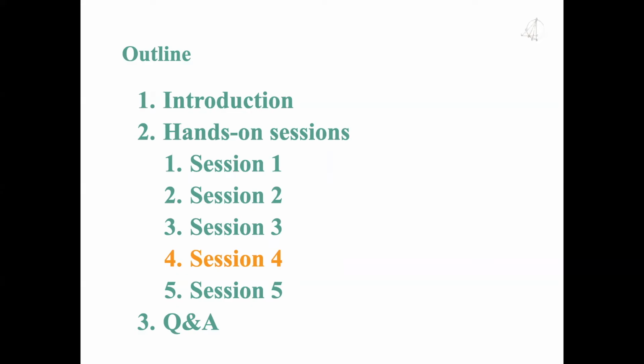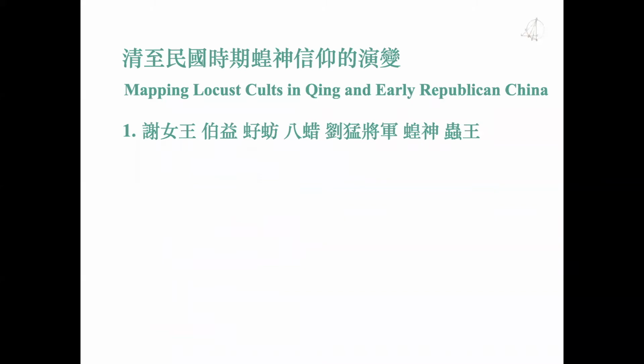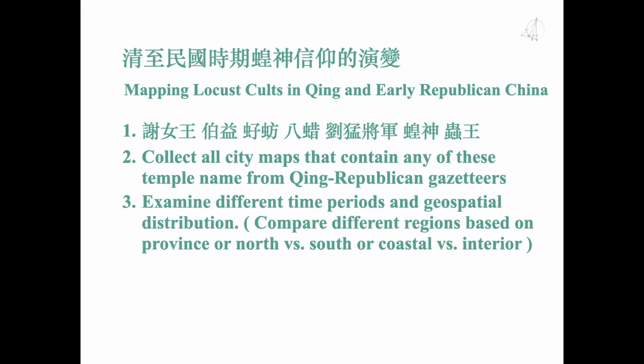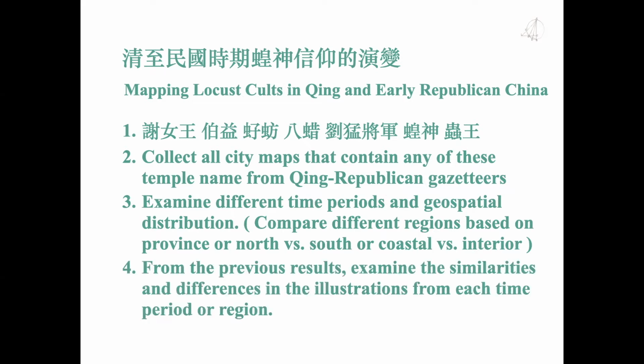Okay, let's go to the next hands-on session. Now I have these temple names from text material. I'm curious if they appear on the maps or other visual materials that are available in local gazetteers. So first, I will collect all city maps that contain these temple names from Qing and Republican gazetteers. Then I will examine different time periods and geospatial distribution. Finally, from previous results, I will examine the similarities and differences in the illustrations from each time period or region.